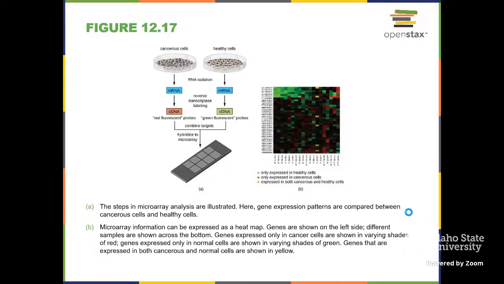And you can see stuff that's green or stuff that's red, and expressed in this case, the green ones in healthy cells, the red ones in cancerous cells, and in yellow over here, which we've got some going on right there, are expressed in both, right? Giving us some details about what we're really looking at.